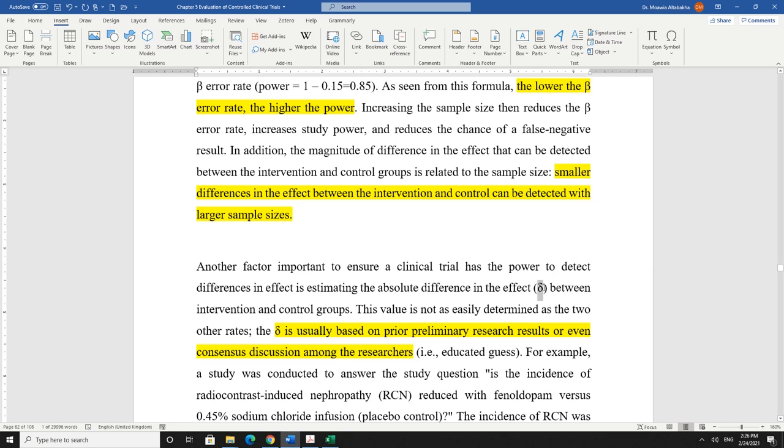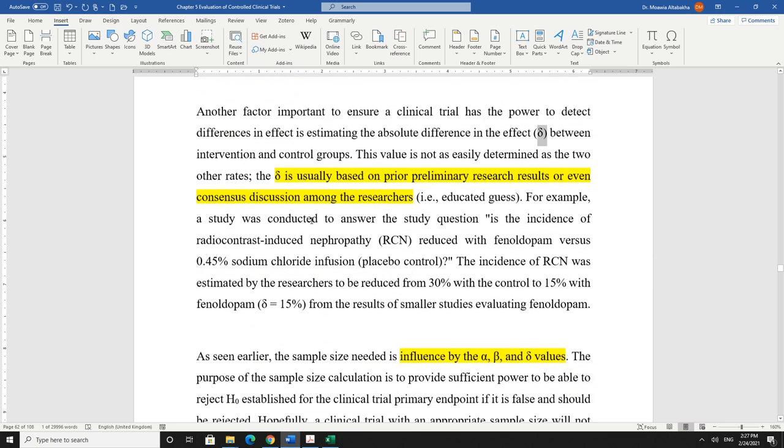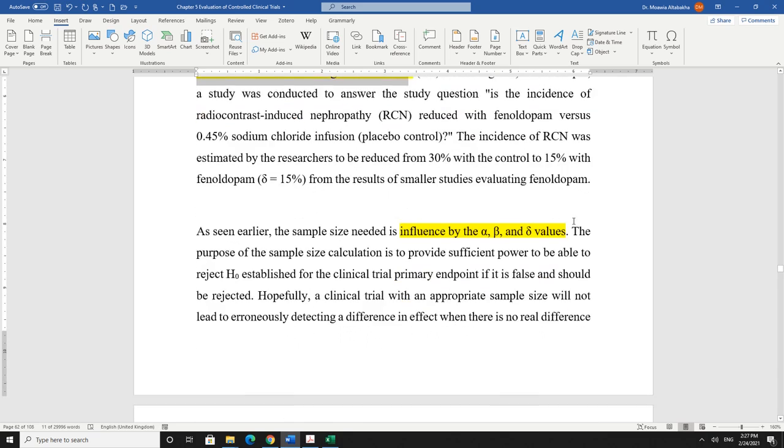This is delta. Okay, so another thing that comes into the calculation is delta. What is the difference that I consider important to me? And where do I get this difference that is considered important? Because I need to use it when I calculate my sample size. Where do I get it? I can get it from prior preliminary research results, or if it is a consensus among researchers. Okay?